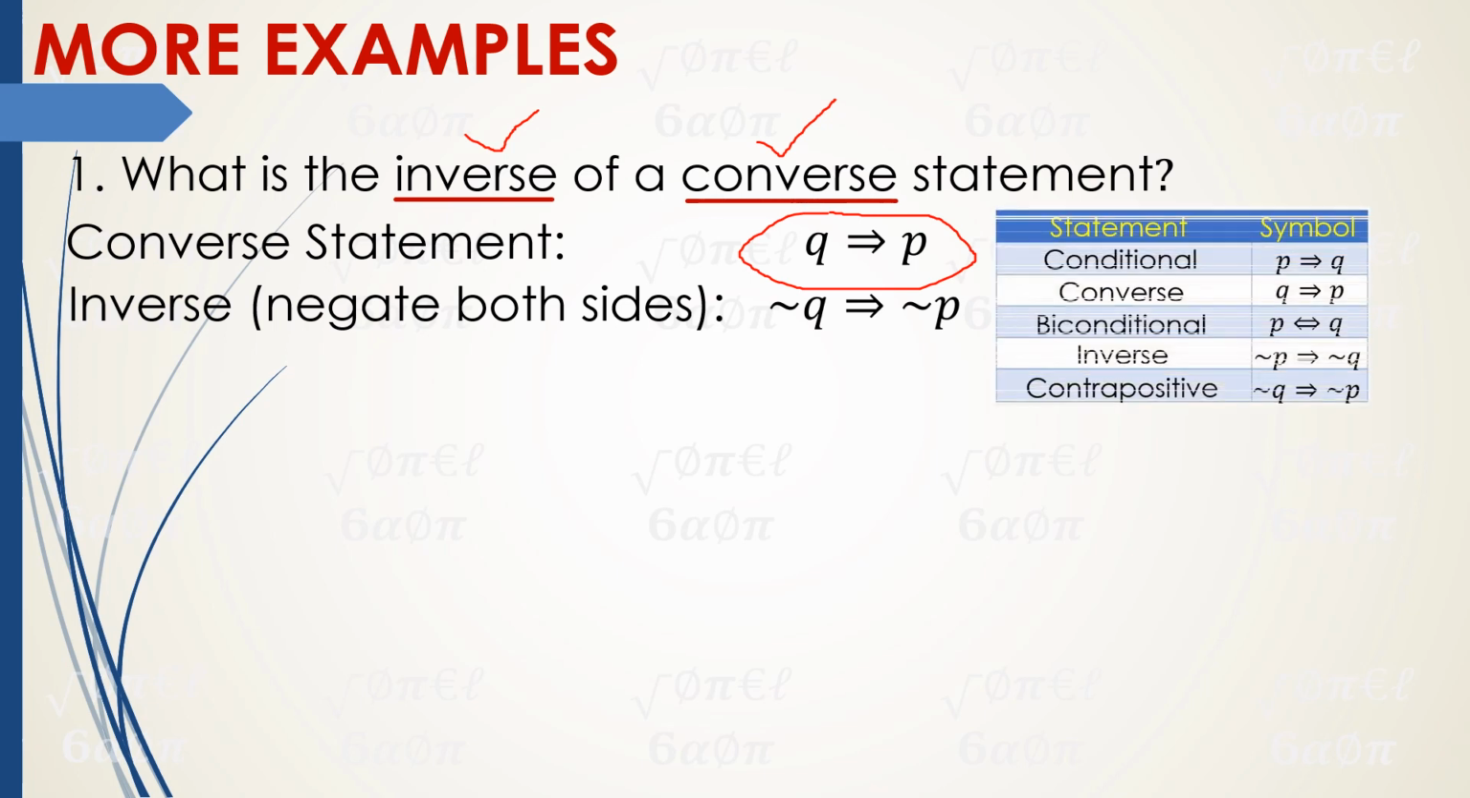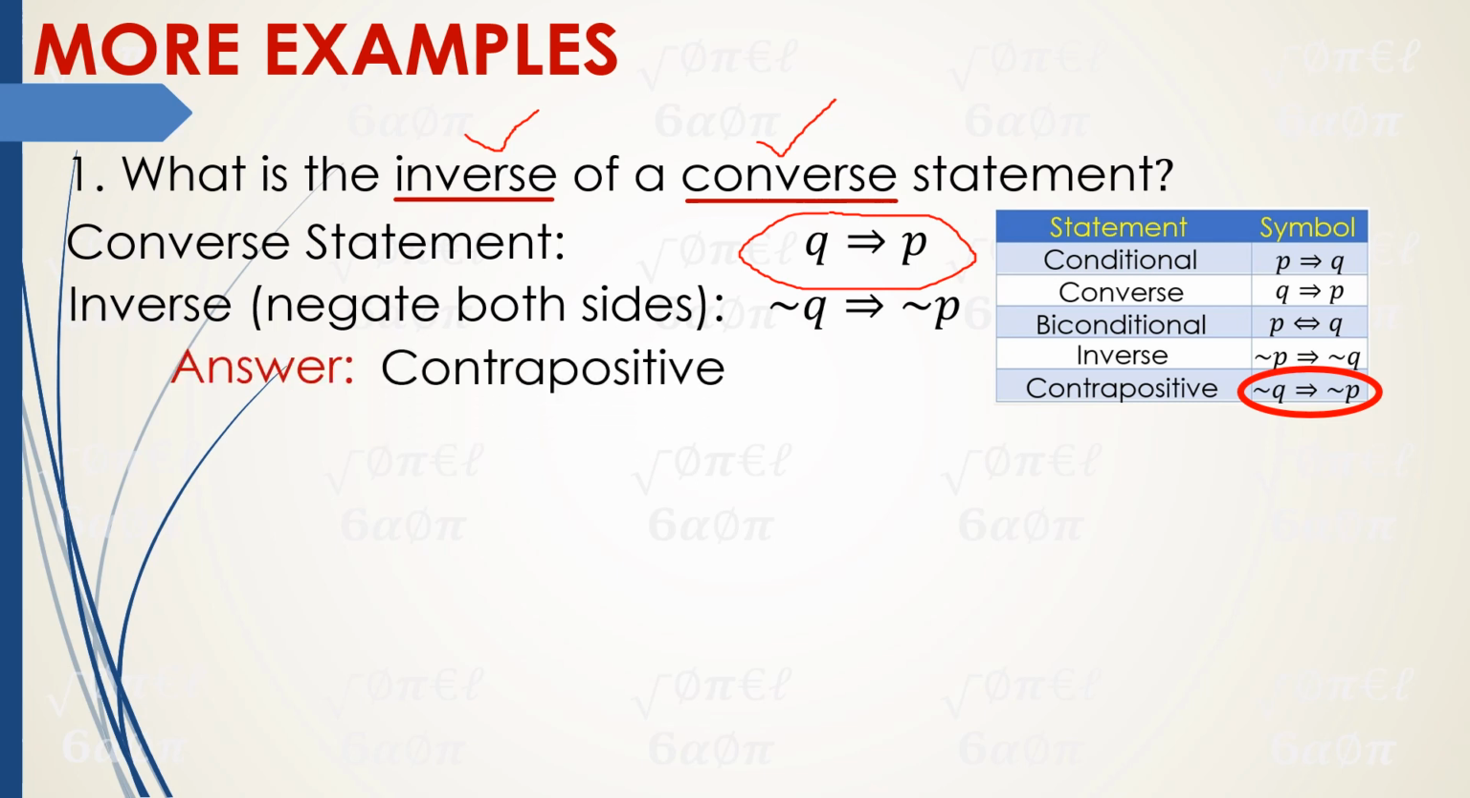Okay, going back to our summary a while ago. So, asan po dyan yung not Q, not P? So, ito po. So, therefore, our answer is contrapositive. So, the inverse of a converse statement is a contrapositive statement.